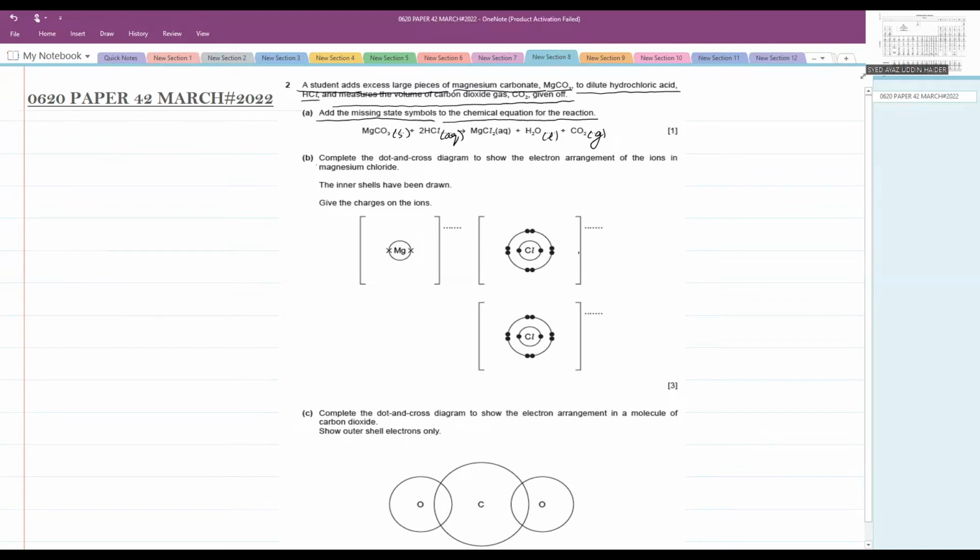Part B. Complete the dot and cross diagram to show the electronic arrangement of the ions in magnesium chloride. The inner shells have been drawn. Give the charges on the ions. You have to show all the outer valence electrons of both magnesium and chloride ions. You will show the 8 outer electrons of the magnesium ion with crosses and place 2+ like this. 1, 2, 3, 4, 5, 6, 7, 8.